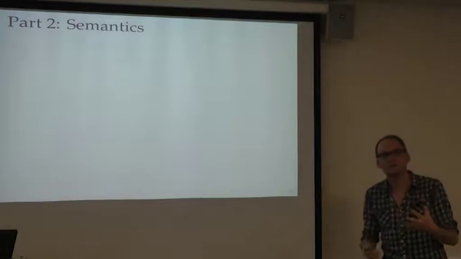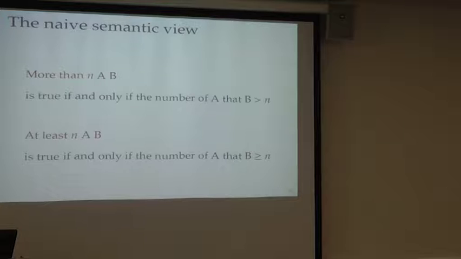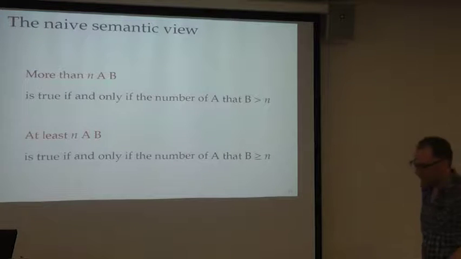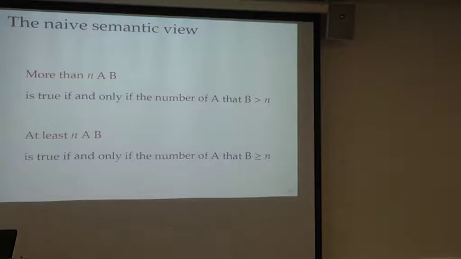So the next part is really the semantics. What does it mean? So what could it mean that a spatial preposition has a directional meaning in a numerical domain? Okay. So what is the semantics of more than n AB? So more than 10 students pass the exam. Right, that's it.